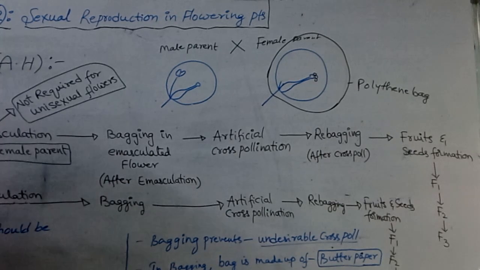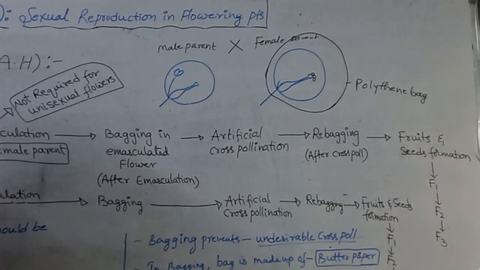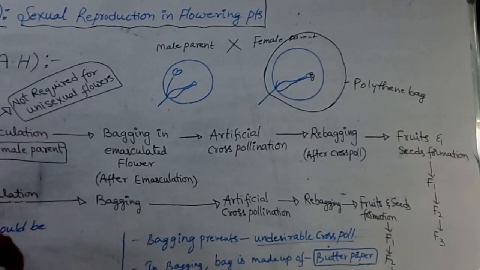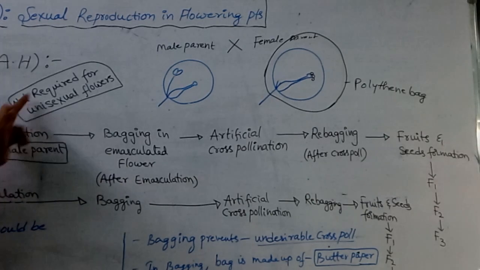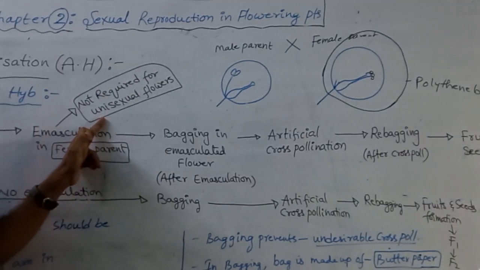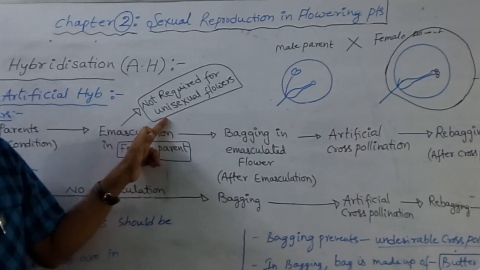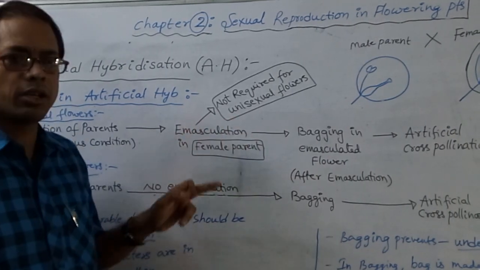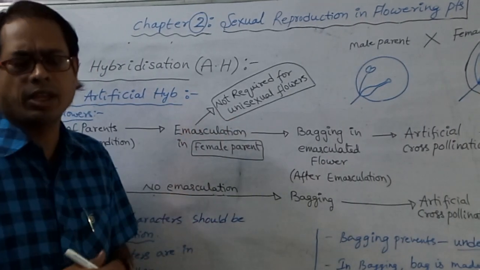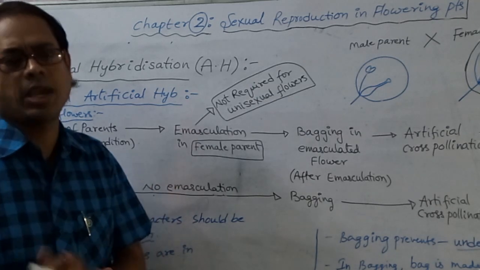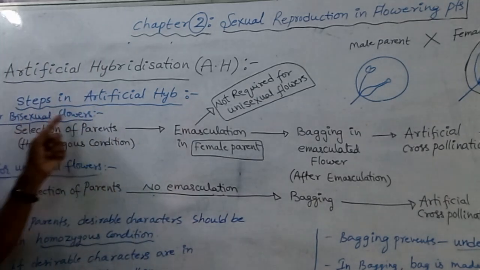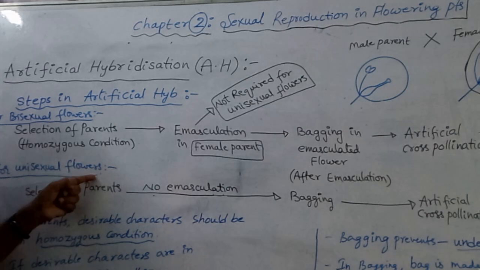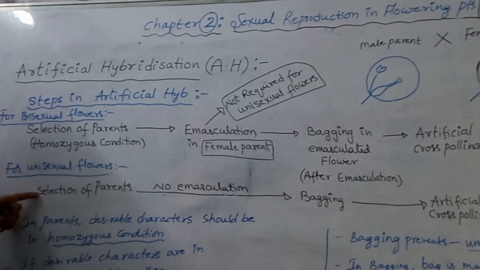Here, what type of flowers have we taken? We have taken bisexual flowers. If we take unisexual flowers, there is no need to perform emasculation. What is emasculation? It is the removal of stamens or anthers in the bisexual flower of the female parent. For bisexual flowers, this is the sequence we have to write. For unisexual flowers, the steps of artificial hybridization are different.